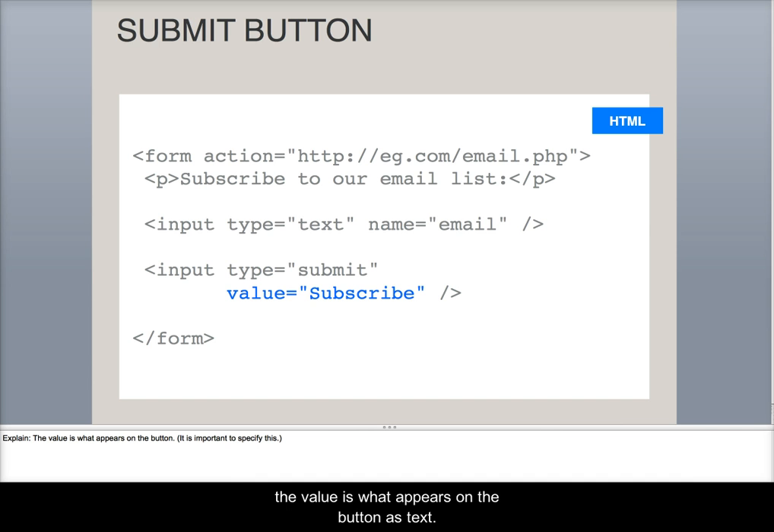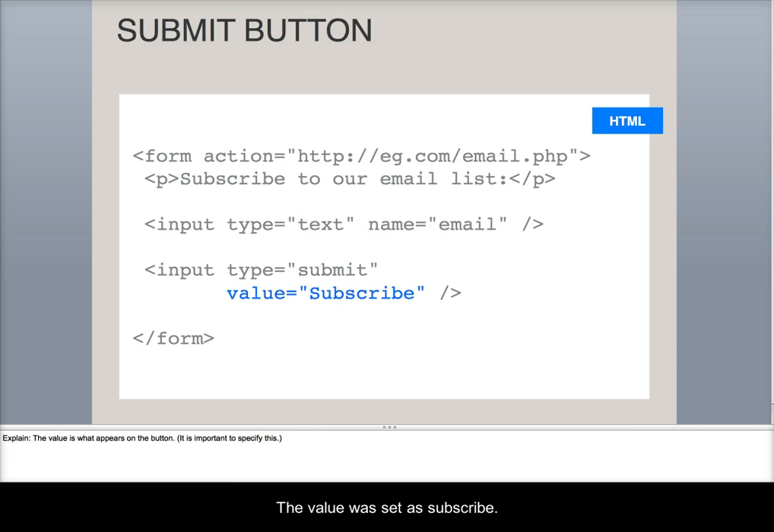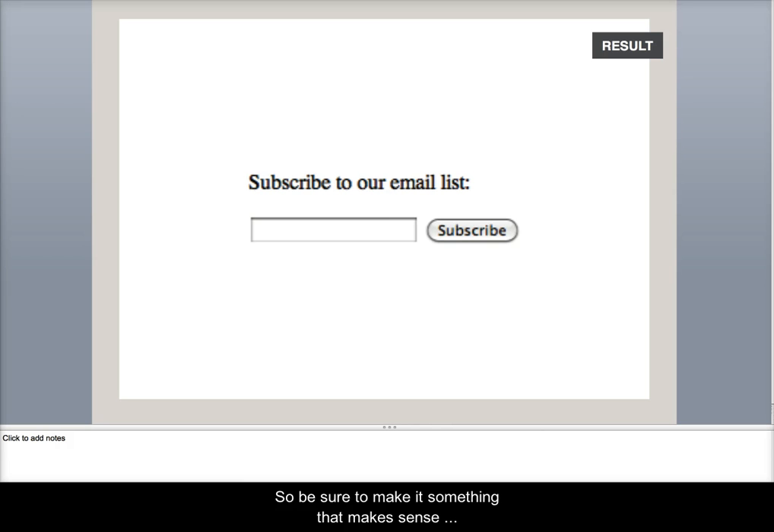The value is what appears on the button as text. You'll need to specify this so that people will know what to click in order to have the form submit. If you leave value blank, then you'll have a blank button. Notice the submit button has subscribe as the text on it. The value is set as subscribe, so be sure to make it something that makes sense for the form you're using and for the user to click.